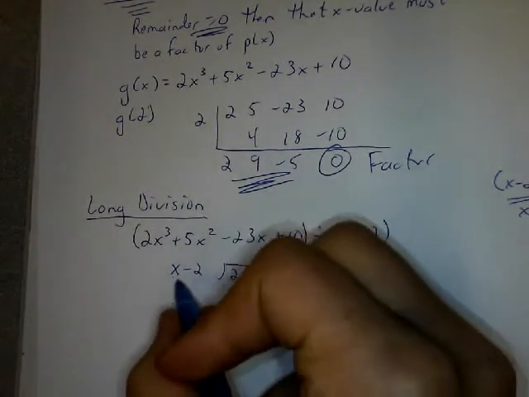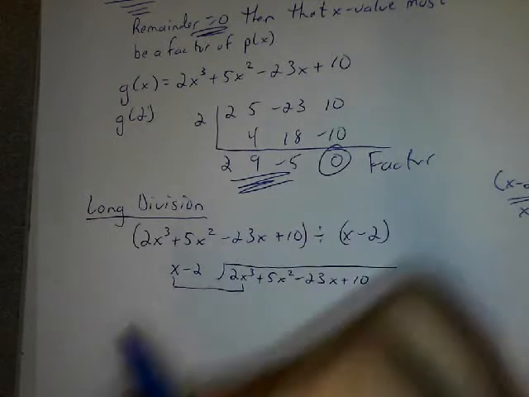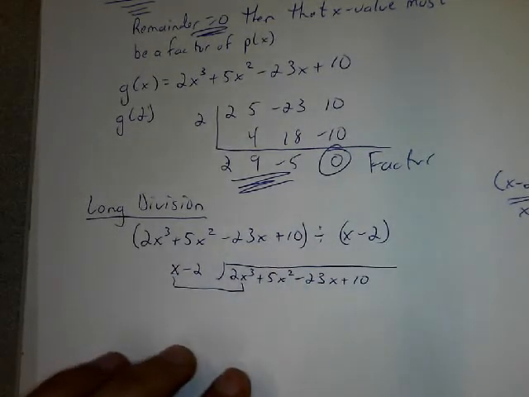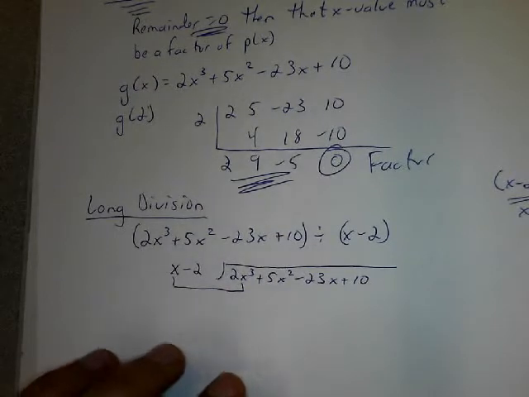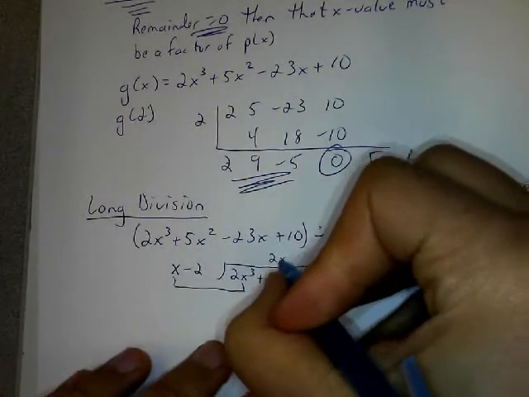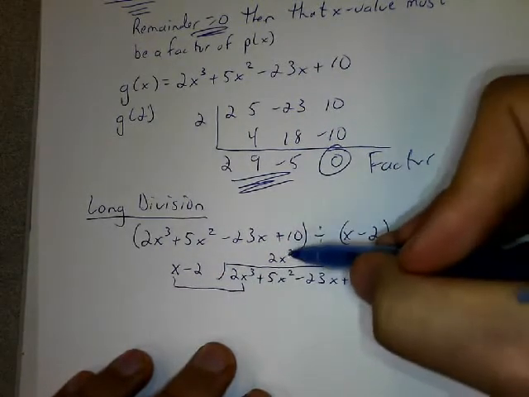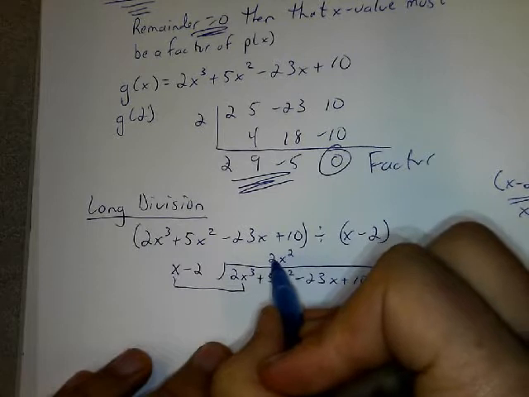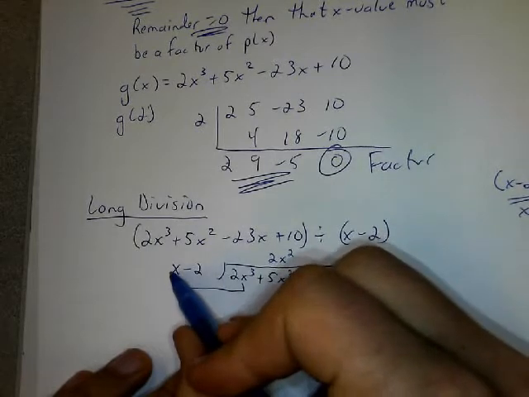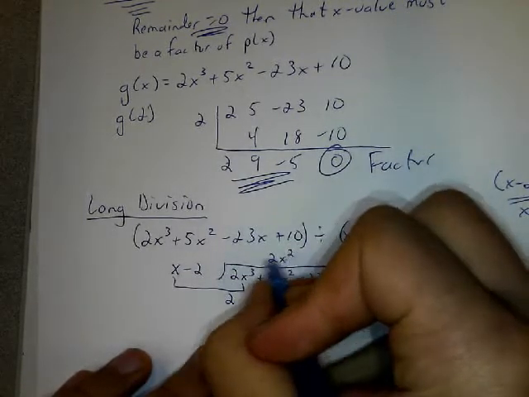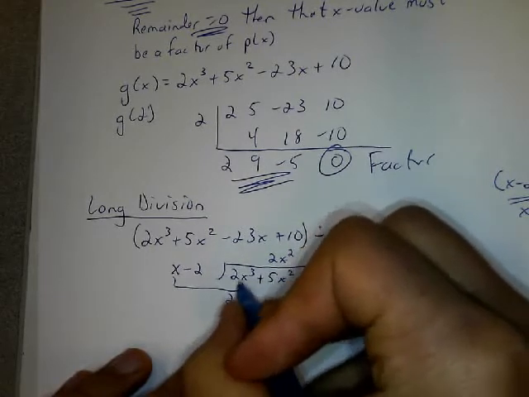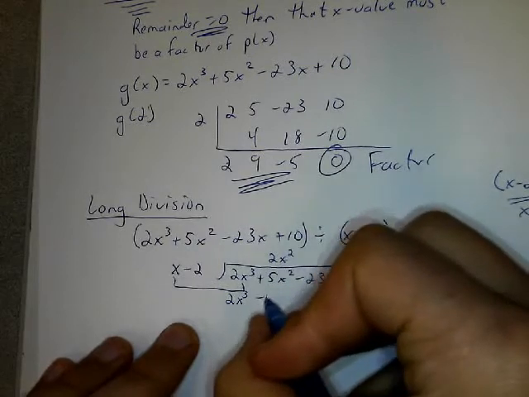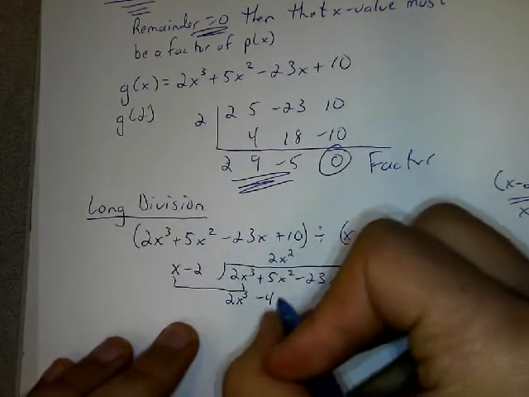You only look at the first x and the first term that you're looking to go into, and you say x times what gives you 2x cubed, and that would be 2x squared. So I'm going to put that above here to hold my place. Again, I'm lining things up. This is the quadratic column. I'm going to simply multiply this back down. 2 times 1 is 2. X squared times x is x cubed. If you did it right, this first column should cancel. 2 times negative 2 is negative 4 times x squared.